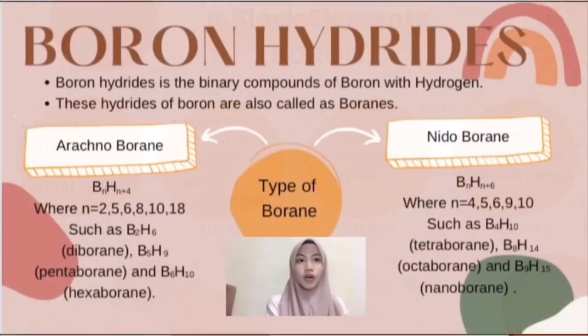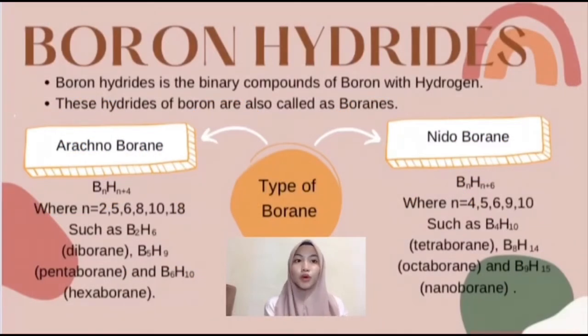Okay, first of all, what are boron hydrides? Boron hydrides are binary compounds of boron with hydrogen. These hydrides of boron are also known as boranes, and they can be divided into several series, which are arachno-boranes and nido-boranes. But the simplest hydride of boron is known as diborane, with a general formula of B2H6.